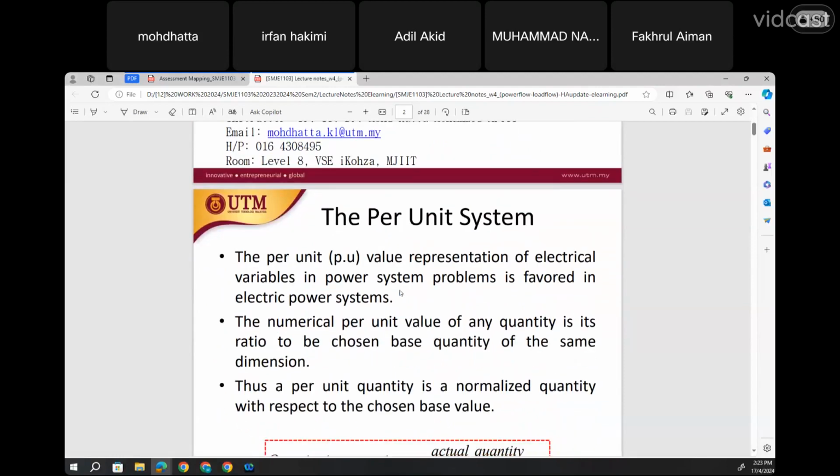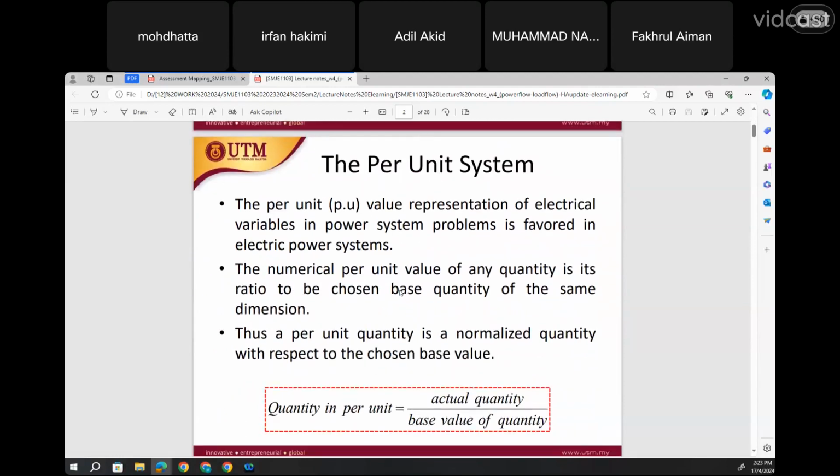Per unit system. Basically what we try to do is normalize the value, which is simpler and also easier for us to analyze our system or our network. The per unit system is a tool that you can use to ease calculation and your analysis.